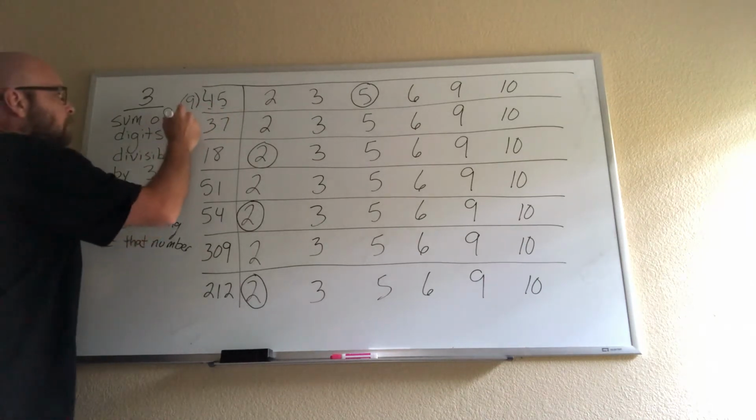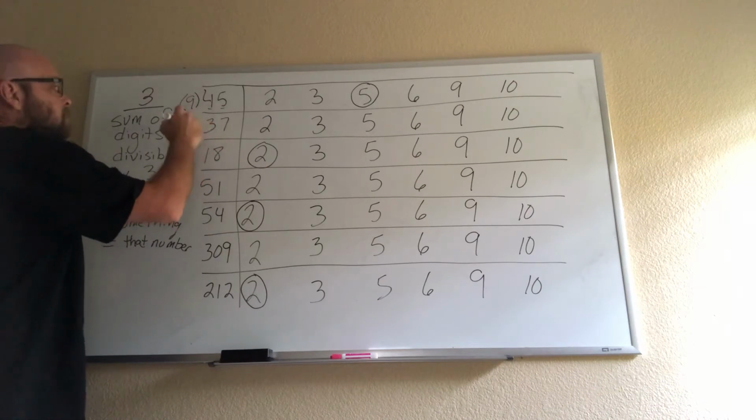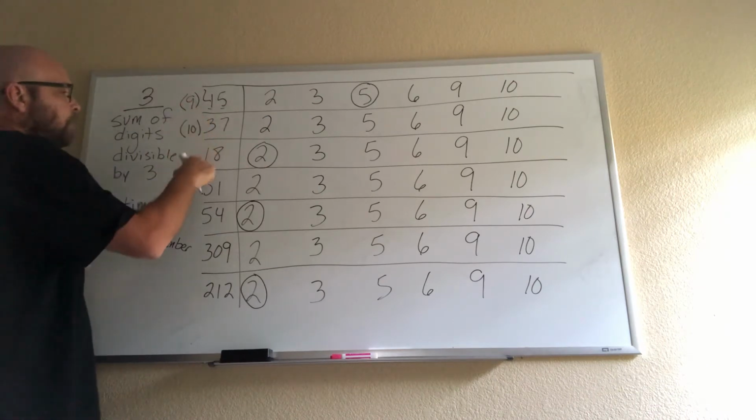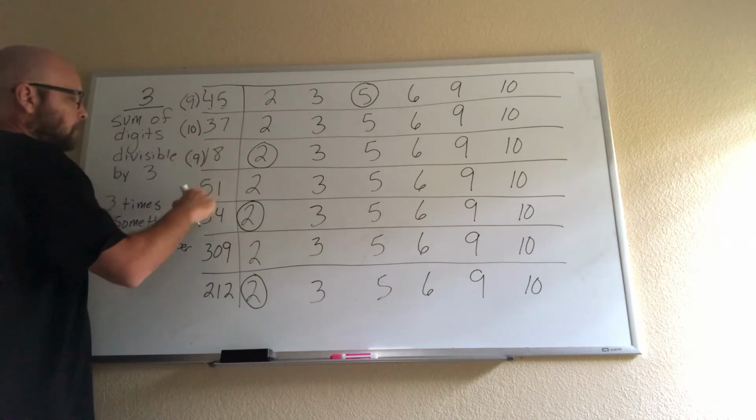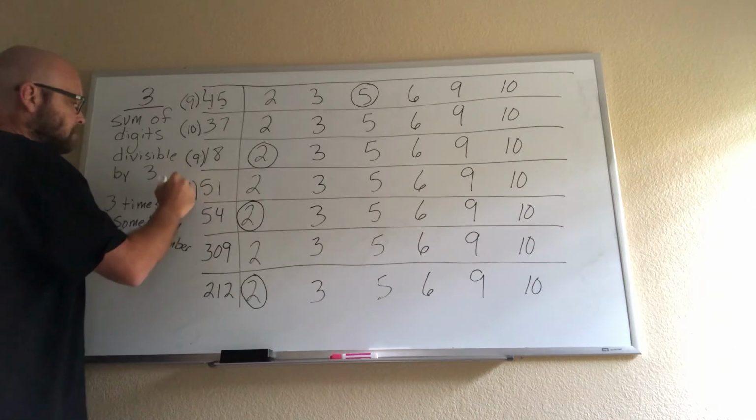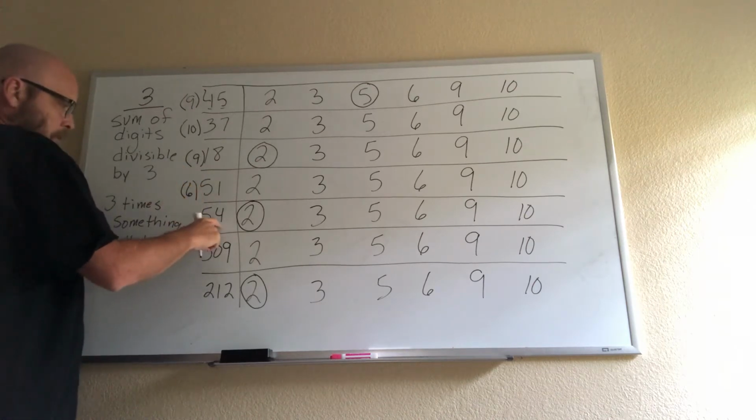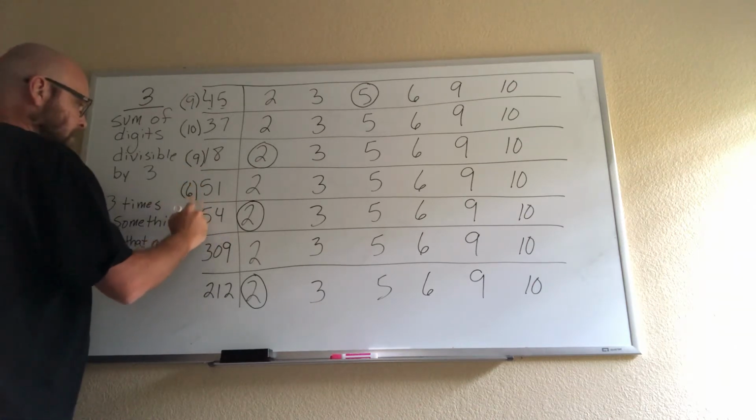It's 37. 3 plus 7 is 10. 18. 1 plus 8 is 9. 51. 5 plus 1 is 6. 54. 5 plus 4 is 9.